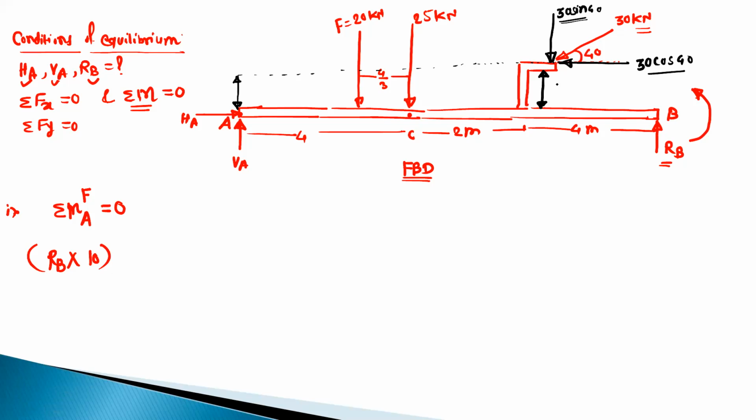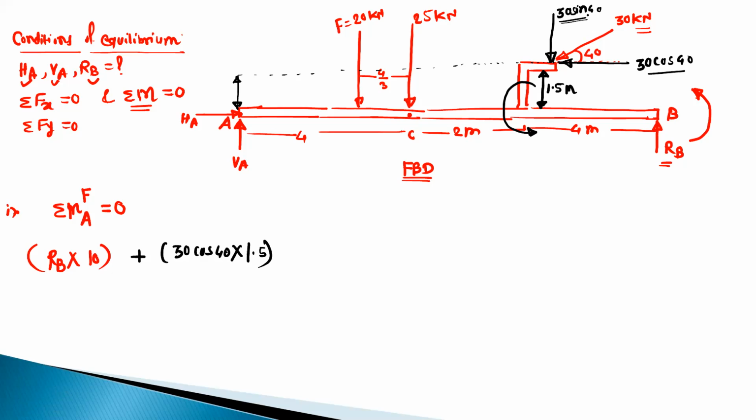So this is given as 1.5 meter in the problem. So perpendicular distance is 1.5 meter and this is the force. So moment will be 30 cos 40 into distance, which is 1.5. And the sense of rotation, again, it is clockwise. So it will try to rotate the system in this direction. So this moment is also positive.